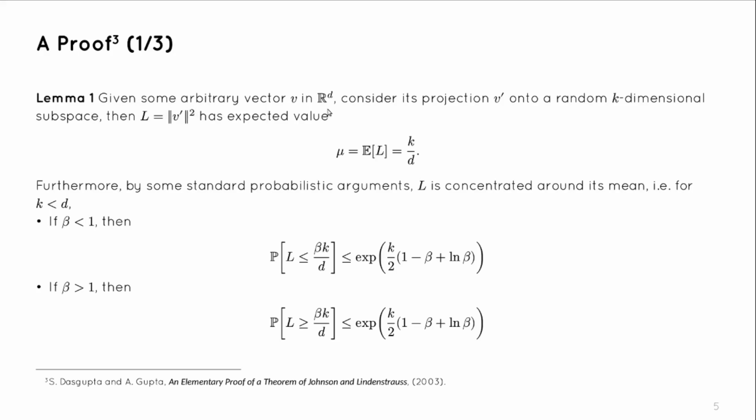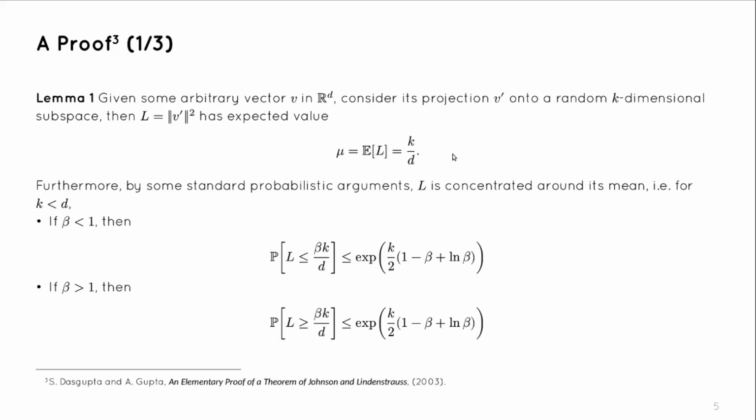given some arbitrary vector v in R^d, we can consider its projection onto some random k-dimensional subspace. We'll see a bit later what a random k-dimensional subspace means, but if we take some arbitrary vector and project it down to a random subspace, then the squared length of that projection has an expected value mu equal to k over d.